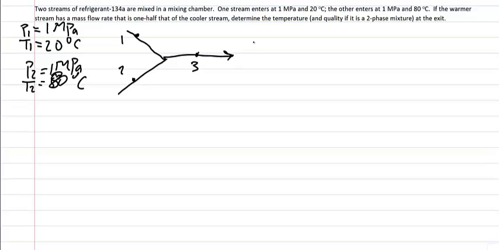I might also note that since the pressures of each of the two inlet streams are the same, then the exit stream has to be the same as well. So P3 is actually known. It's the same as P1 and P2, which is the same 1 megapascal.